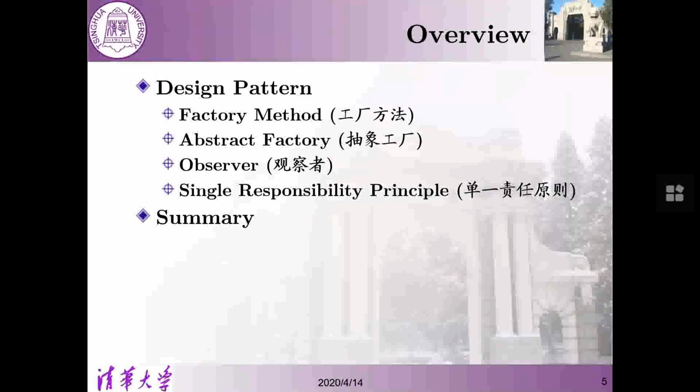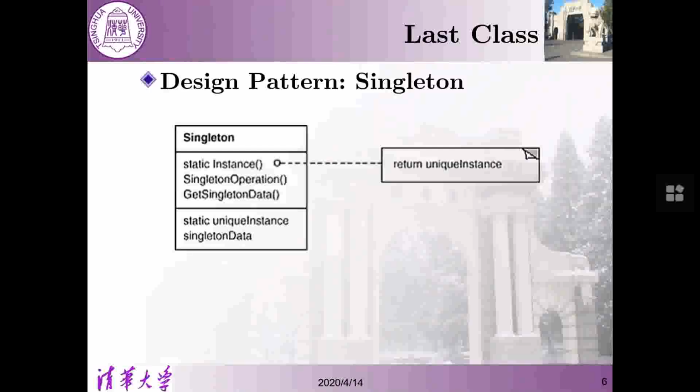Okay, now we come back to the classes. Now we'll learn some new design patterns: factory method, abstract factory, and observer. We will also learn one new design principle, the single responsibility principle.